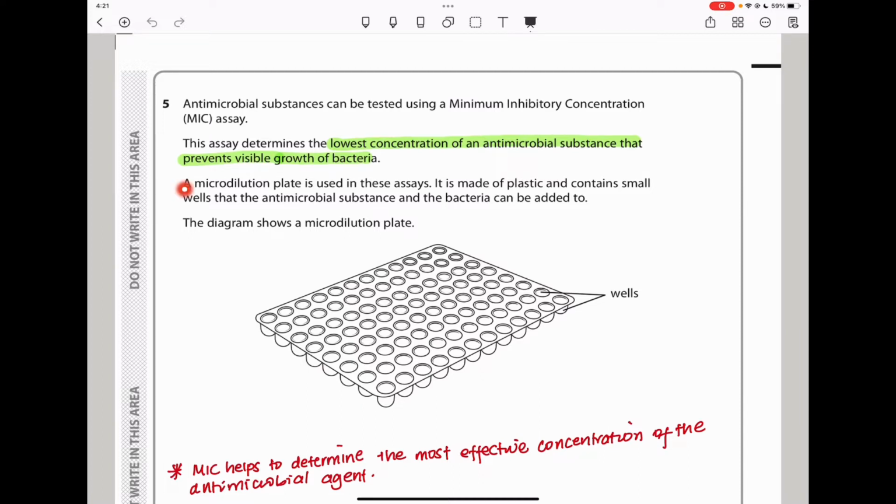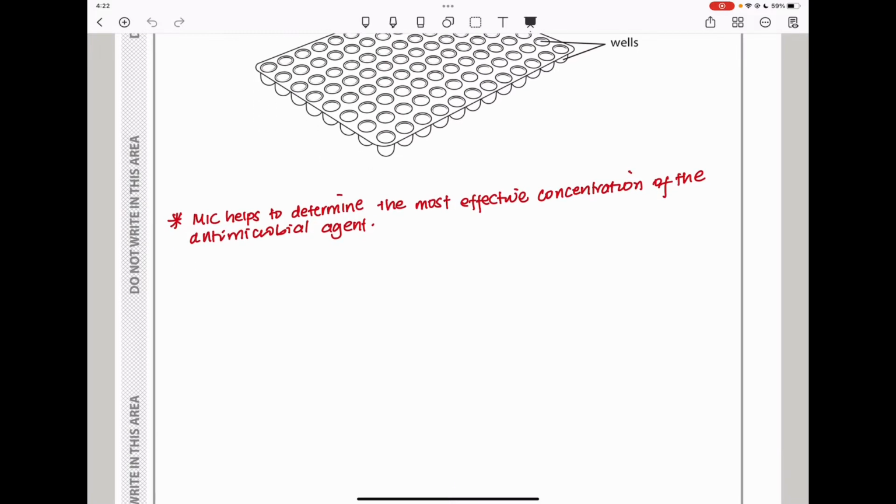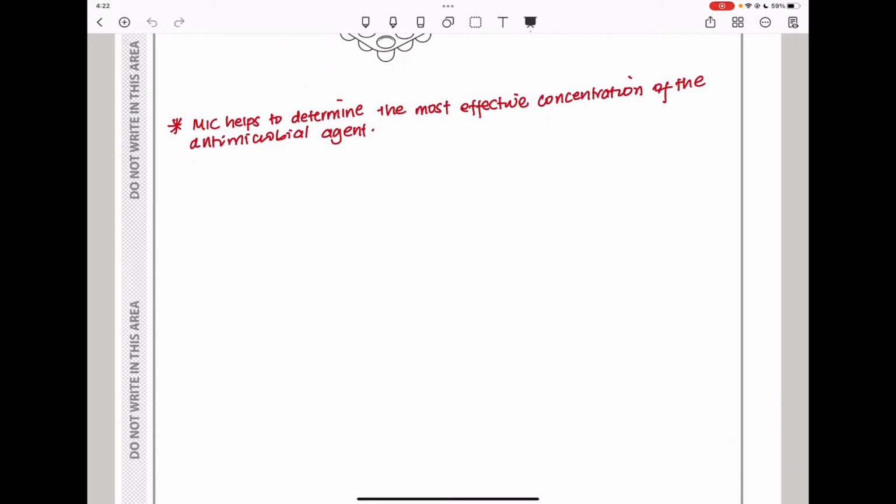So here they're going to say a microdilution plate is used in these assays. It is made of plastic and contains small wells that the antimicrobial substance and the bacteria can be added to. The diagram shows a microdilution plate, so it looks like this, and these are the wells. You can see them inside. That is where the substance is going to be deposited, as well as the bacteria, to check how effective it is. Let's move on.